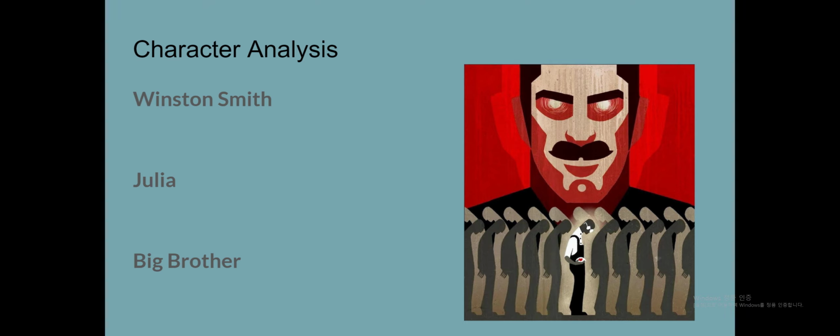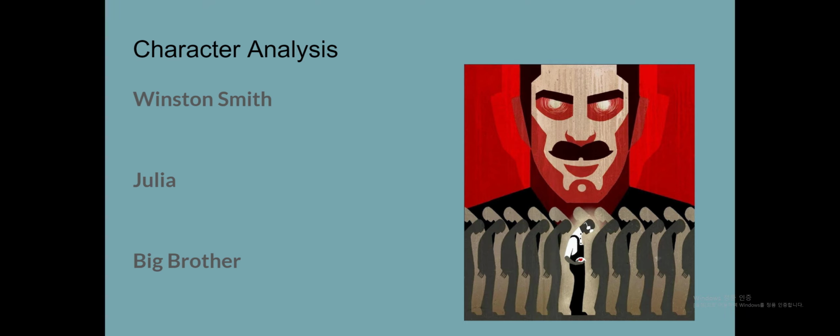Next is Julia. She is a 26-year-old party member who works in the fiction department of the Ministry of Truth. Julia also secretly despises the party but accepts its rule over her and therefore outwardly appears to be zealously devoted to the party's causes. Next is Big Brother, the symbol of Oceania and the party.